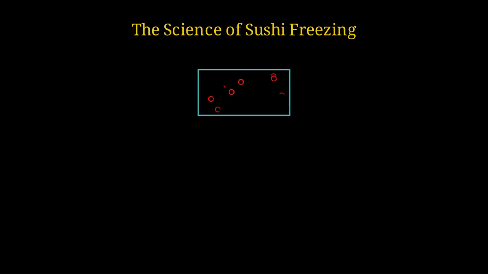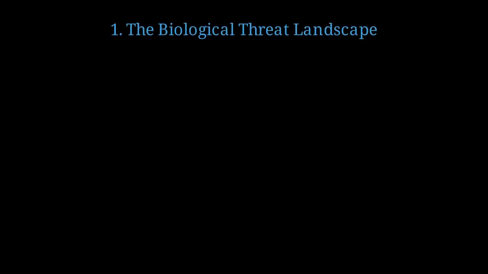Welcome to this comprehensive scientific lecture on the fascinating science behind freezing sushi to eliminate pathogens and parasites. Today we'll explore how precise temperature control and time protocols can make raw fish safe for consumption by destroying dangerous parasites and bacteria. Let's begin by understanding what biological threats exist in raw fish that require freezing treatment.